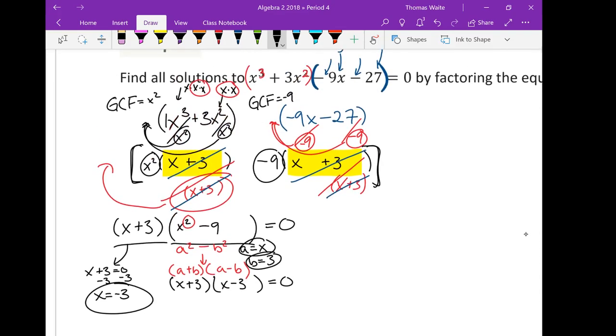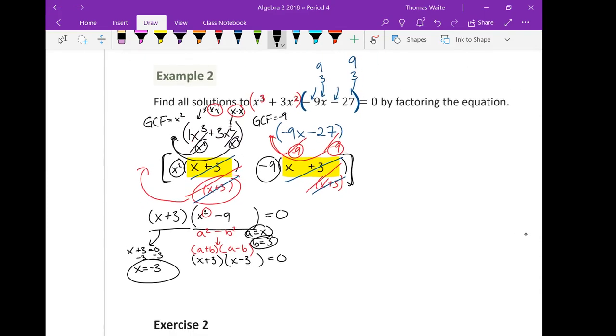So after we grouped our factors and factored out the common factors, we were left with a single linear term, which we can get a solution from right away, and then a difference of squares, which we can split up, and that'll give us 2 more solutions. We have x plus 3 equal to 0, minus 3, minus 3, x equals negative 3. So we actually ended up with that solution again, and then x minus 3 equals 0, plus 3, x equals positive 3.